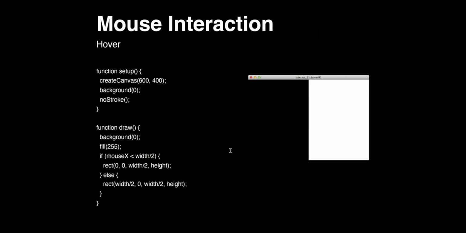So the next thing is playing around with hover states. So this is basically just using an if statement to say when the mouse is in a certain location, we can change, in this case, the position of the rectangle. So when the mouseX is less than width divided by 2, meaning when the mouse is on the left-hand side, the rectangle is going to be drawn on the left-hand side, starting at 0, 0. Else, when mouseX is greater than width divided by 2, then the rectangle is going to be drawn on the right-hand side.